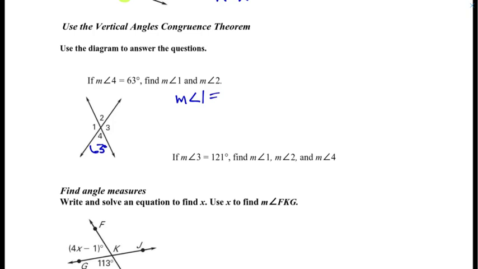So we know that the measure of angle 1 is going to form a linear pair with angle 4, so those have to add to 180. To figure that out, we can just take 180 minus 63, and you should come up with 117. When we look at the measure of angle 2, that one's actually going to be even easier, because we see that 4 and 2 are vertical angles. So we know it just has to be the same measure. So angle 2 is going to be 63 degrees.